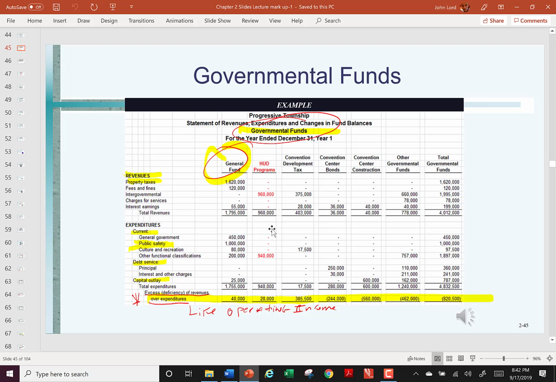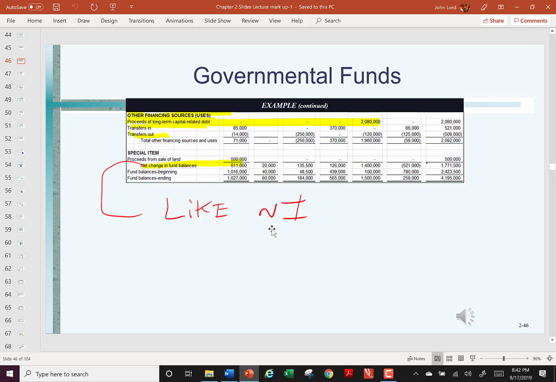Right? Revenues minus expenditures is like what on a commercial version of the income statement? It is operating income, by analogy. And then when we keep going and we have our non-operating items, that's other financing sources and uses, which are like our non-operating items. Right? What is the one other financing use?